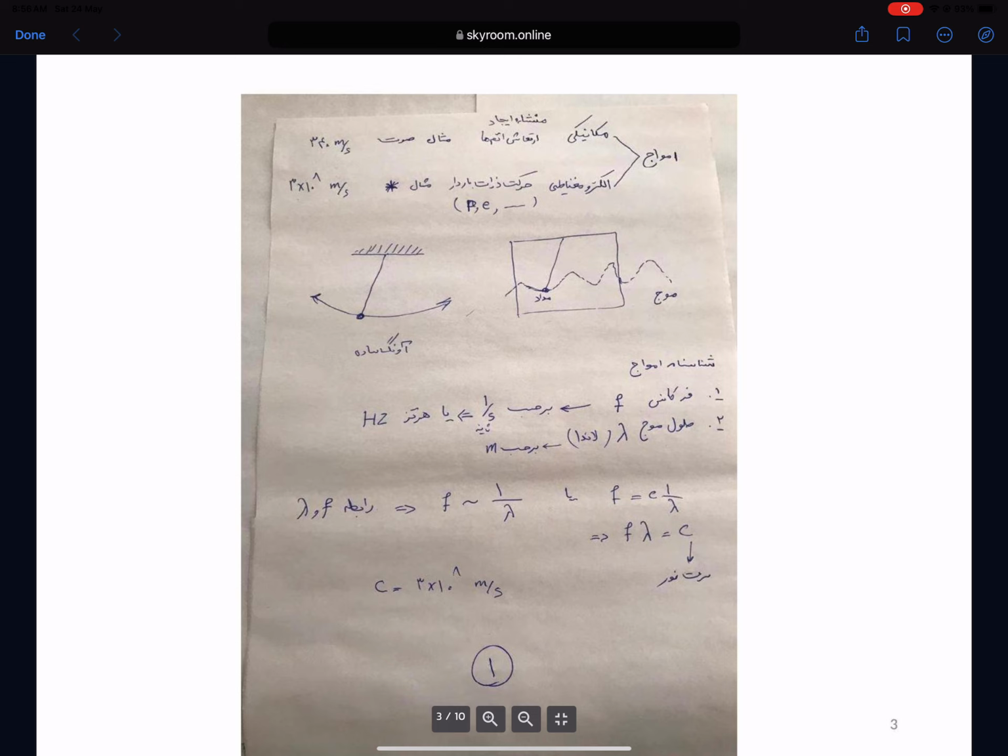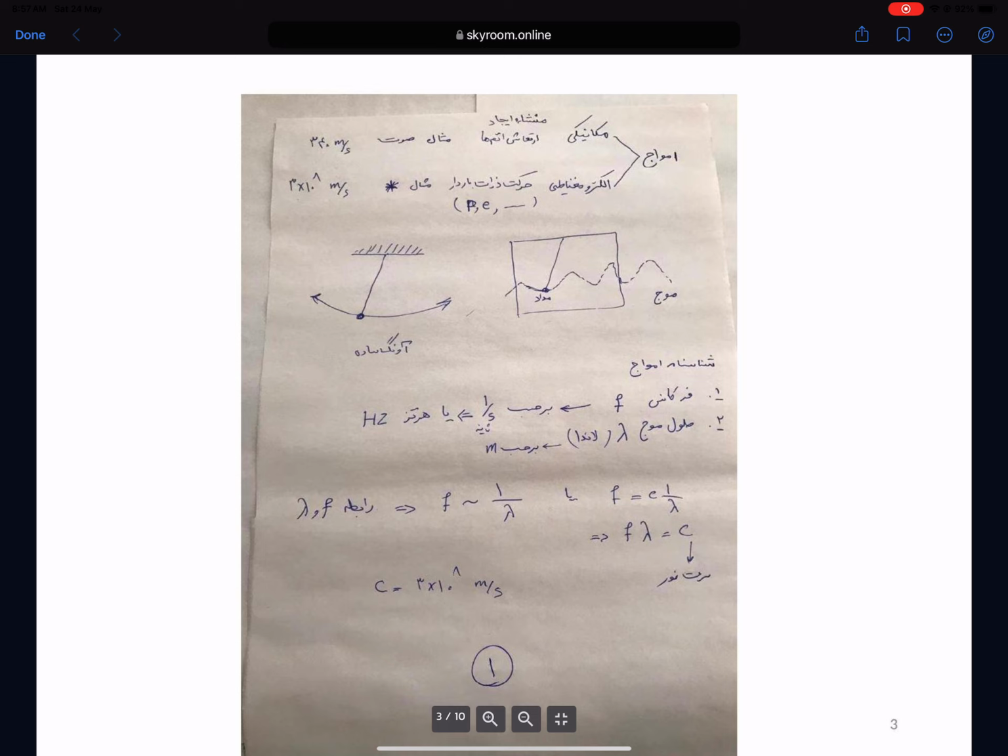Okay, so up to now, during these 15 minutes, we learned that we have two types of waves in the world: mechanical waves and electromagnetic waves. They have two very important properties: frequency and wavelength. The wavelength and frequency relationship is inverse. And we also have another important phenomenon which we call the velocity of waves or speed of waves. We show it by c, and c is the relationship between frequency and wavelength.